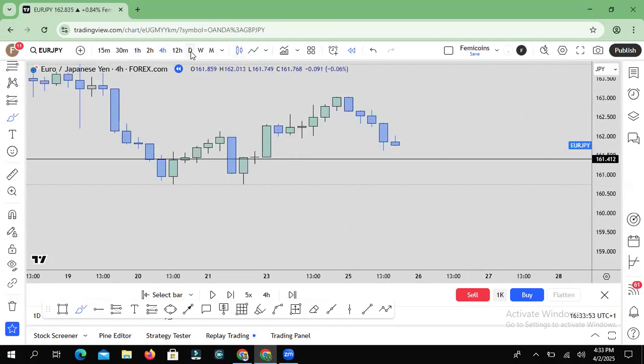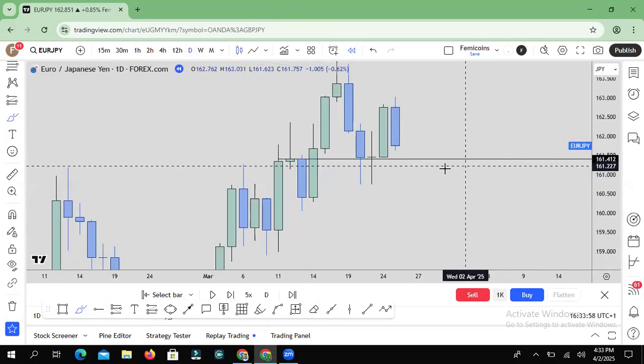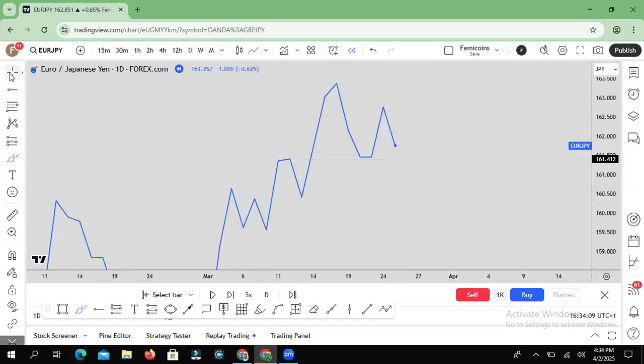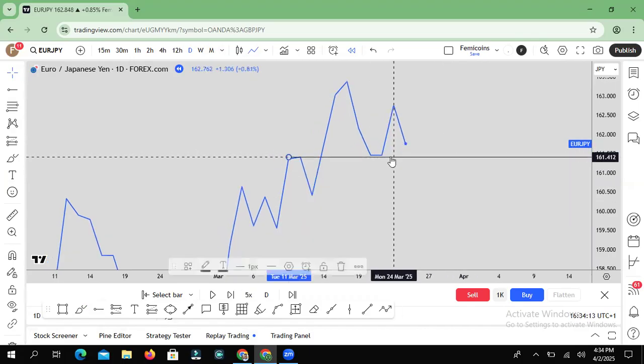So I'm looking for how do I get in. The next thing is I go back again to the daily time frame, and then what can I find? I can see this V-shaped key level. So the next thing for me to do is what? I mark out this V-shaped key level.